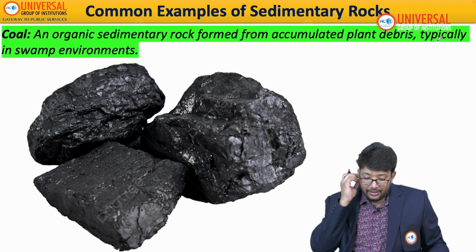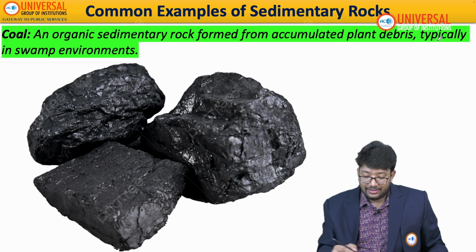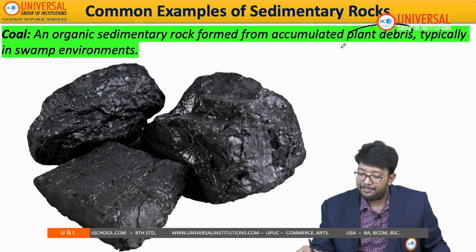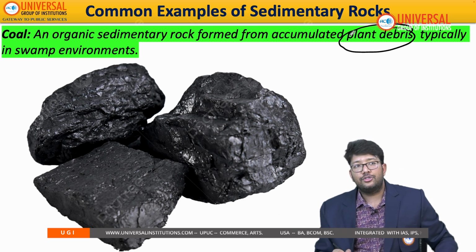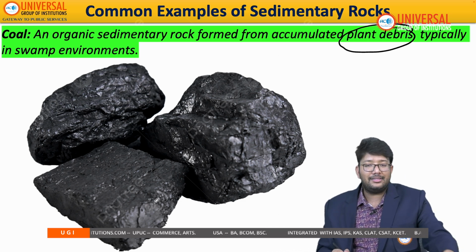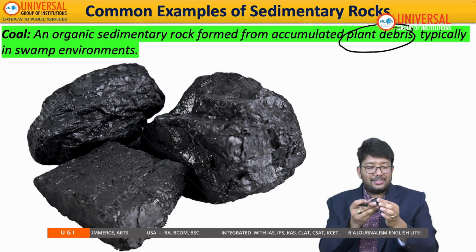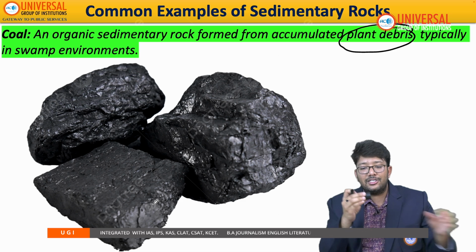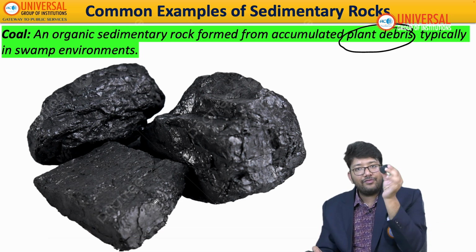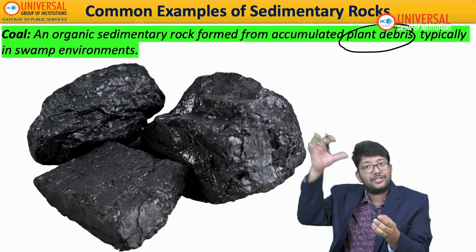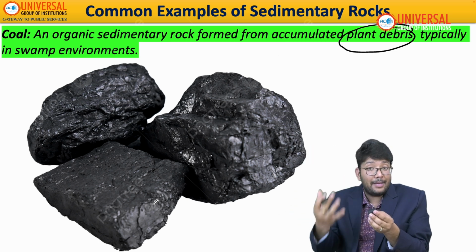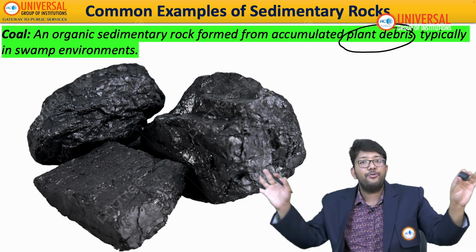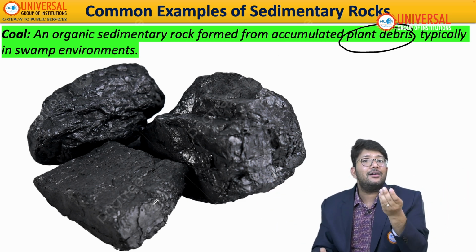Next is coal. Initially I told you this is an organic sedimentary rock. Organic means it is made up from plant debris in a swampy environment. Suppose a plant dies, then the second plant dies, and it keeps on going. Now imagine the condition of the first layer. Don't you think a lot of pressure and temperature will be there, and any moisture will be pushed out from that environment? Then the coal will be formed.